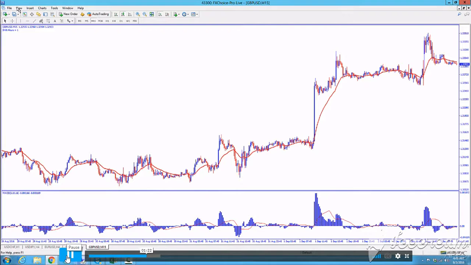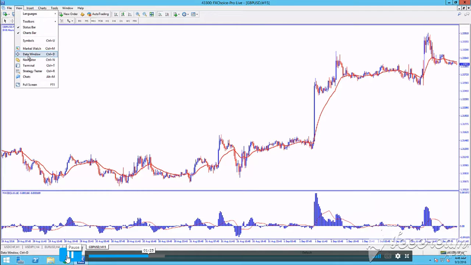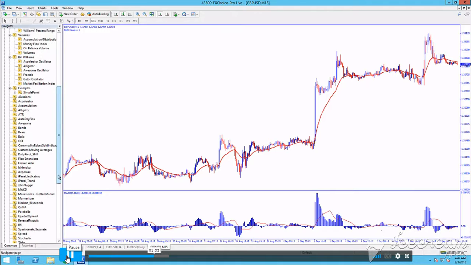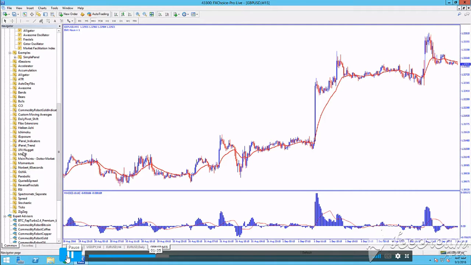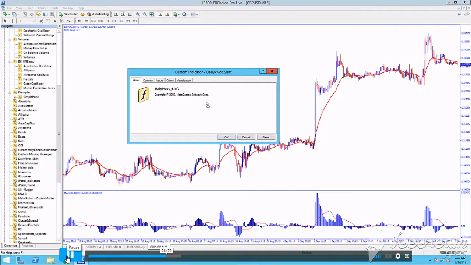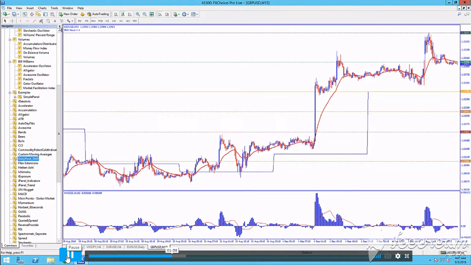In the MetaTrader 4 platform, you can view the Navigator. Now, FX Choice is the one we're using. You can see here, let's look, pivot. They're here somewhere. Here it is, daily pivot shift. So we're going to hold the left mouse key down, draw it over, got the inputs, okay, and drop it.